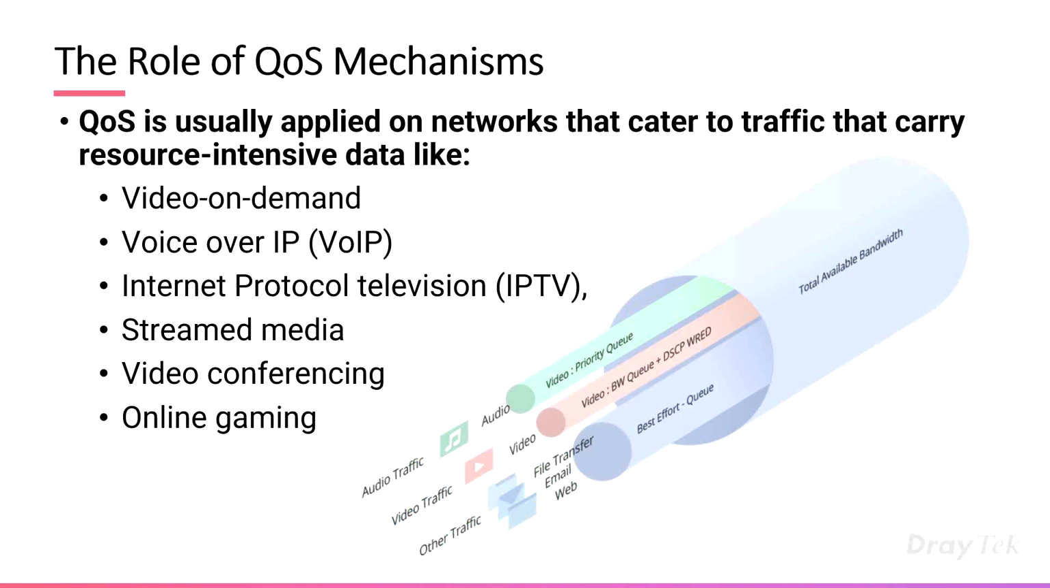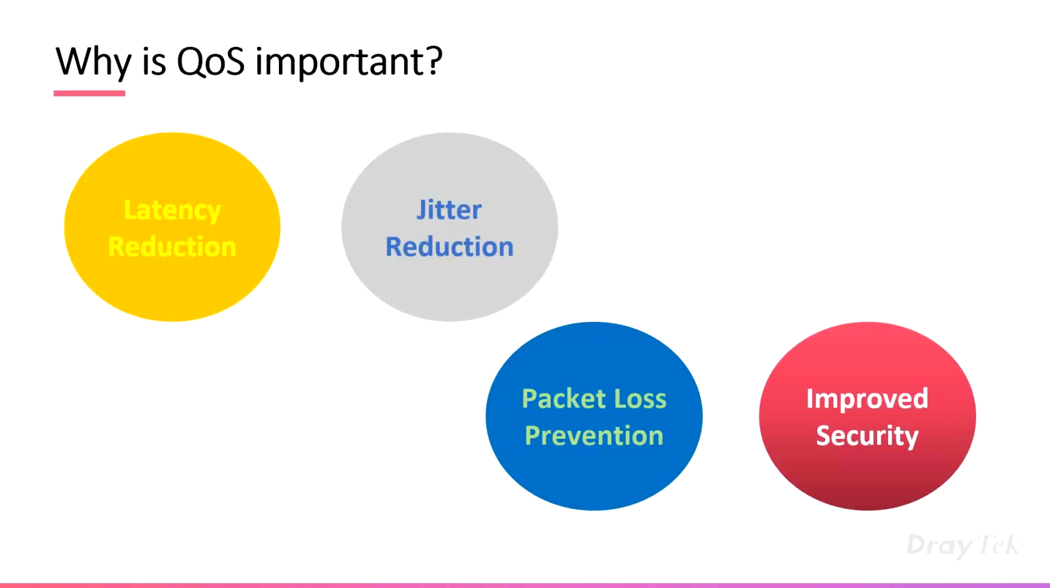QoS is usually applied on congested networks that carry resource-intensive data like video on demand, voice over IP, internet protocol television, IPTV, streamed media, video conferencing, and very important, online gaming. Let's have a look at why QoS is important.